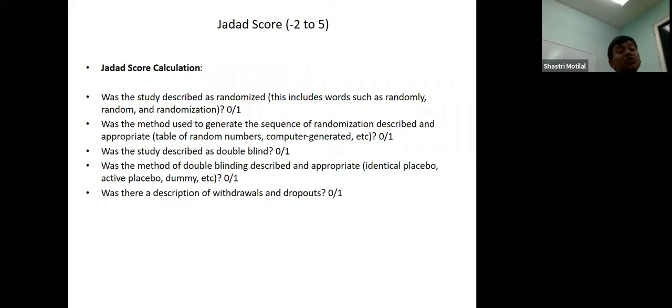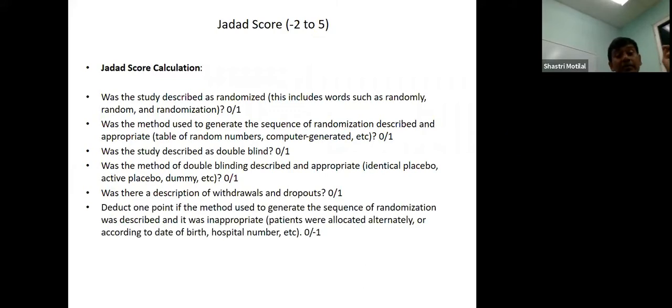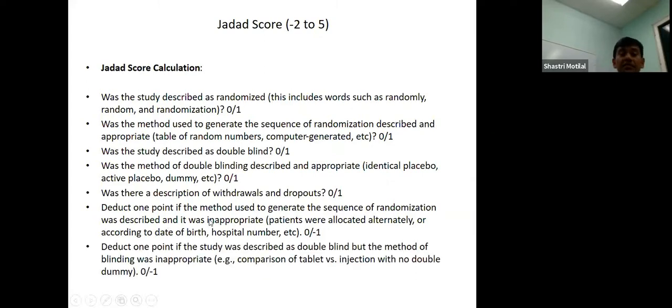Was there a description of withdrawals, of people who dropped out? 5. But you could lose marks. You lose a point if the method used to generate the sequence of randomization was described but inappropriate, and you lose a point if the study was described as double-blind, but double-blinding wasn't used. So based on this, you could end up with a JADAD score from -2 to 5. Yours might be 5. You might say that's great.